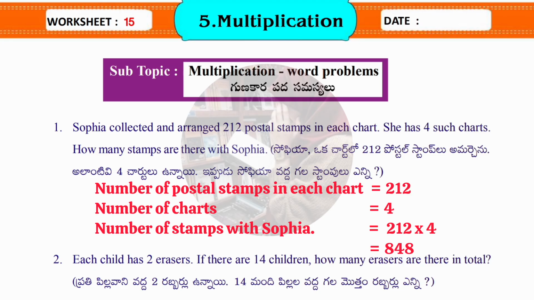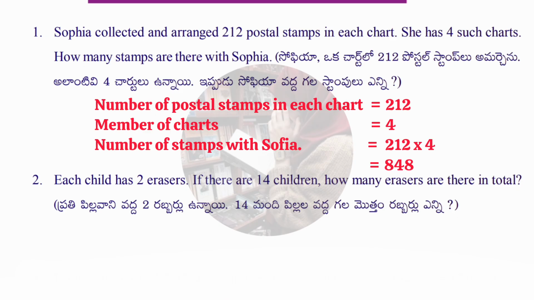So, number of stamps with Sophia in 4 charts. Total number of stamps: 212 multiplied by 4. So do the multiplication. 4 2s 8, 4 1s 4, 4 2s 8. So 848 stamps were there in 4 charts which were collected by Sophia. Got it, guys?